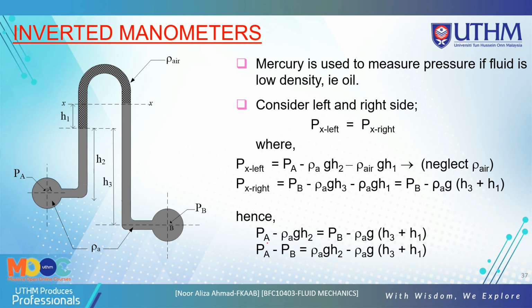We studied the manometer, sorry, the multi-fluid, okay, the differential manometer, and now is the inverted manometer. Okay, so the inverted manometer is, the manometer is at the bottom here. So that's why we call it inverted manometer. So mercury is used to measure pressure if the fluid is low density, especially oil.